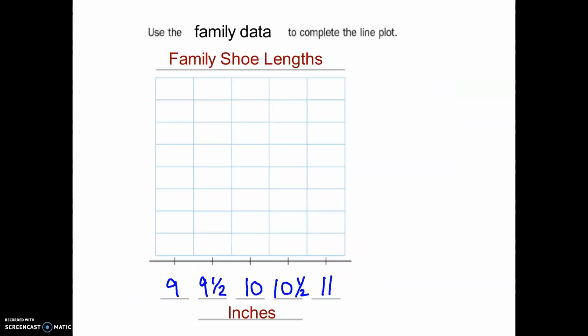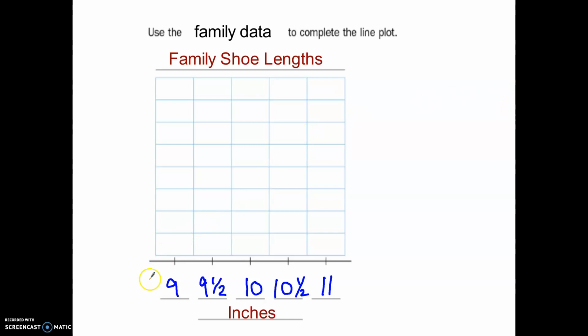So now I'm going to take my family's data to complete a line plot. A line plot is a way for me to organize my information, to organize my data. Okay? So, I have a name or a title for my line plot. It's family shoe lengths. And I measured everything in inches. And then down here I wrote the lengths. 9, 9.5, 10, 10.5, 11.